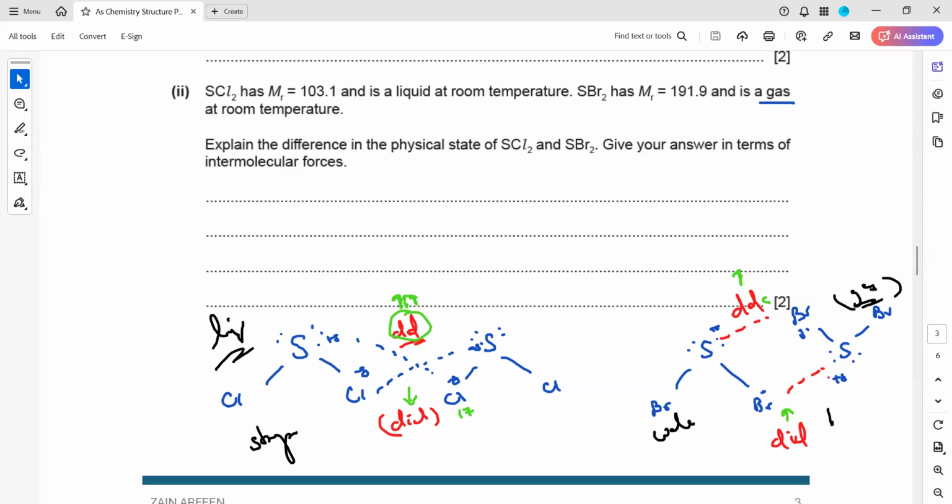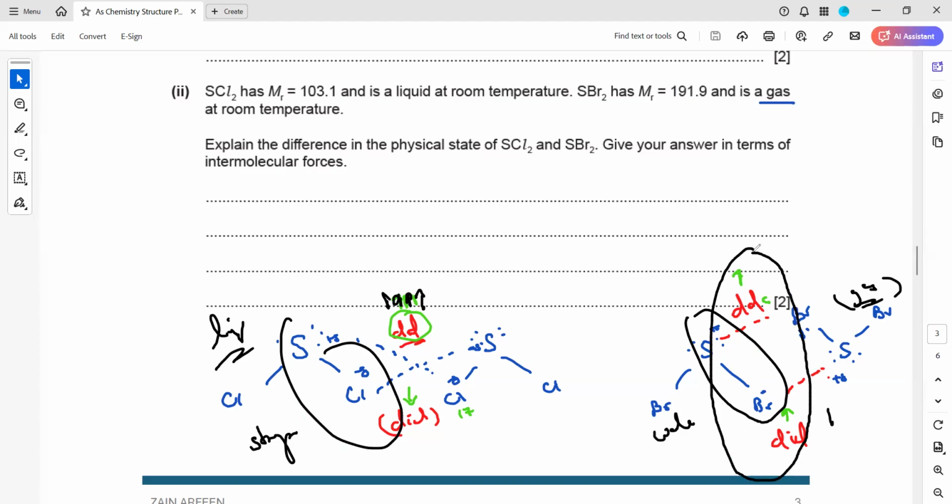How do we explain why this has a stronger force? The reason is that because of the greater difference in electronegativity between sulfur and chlorine, it has a stronger permanent dipole as compared to SBr2, which has a smaller difference in electronegativity. So the dipole-dipole forces are there, but they are weaker. Collectively, the total sum of dipole-induced dipole and dipole-dipole forces will decide the melting point. The total sum of these two forces is greater in SCl2 as compared to SBr2.